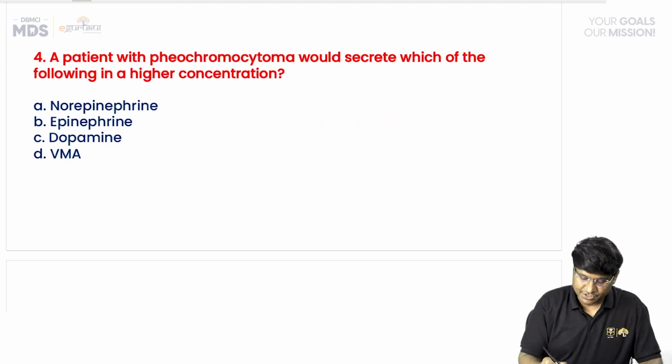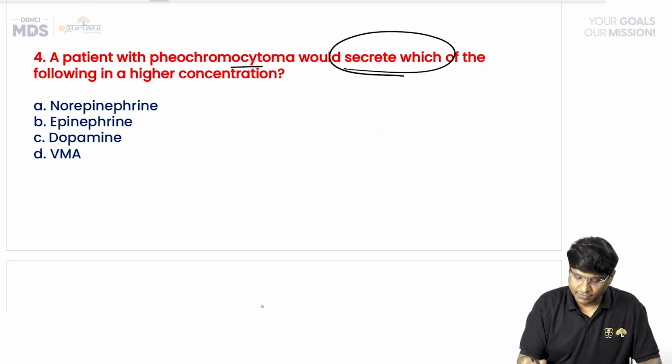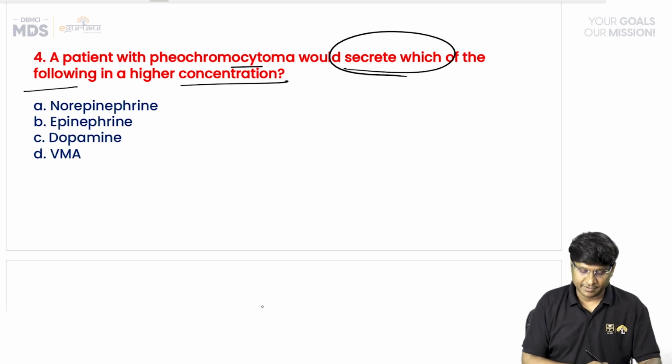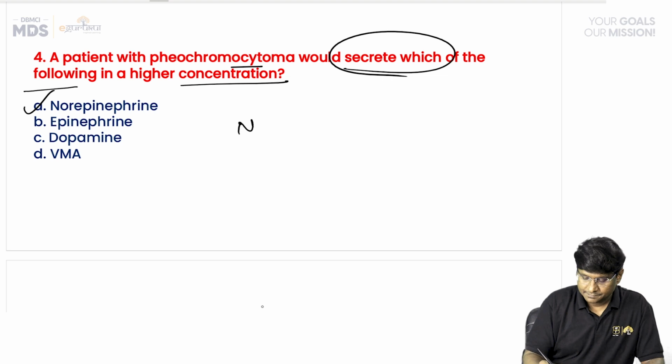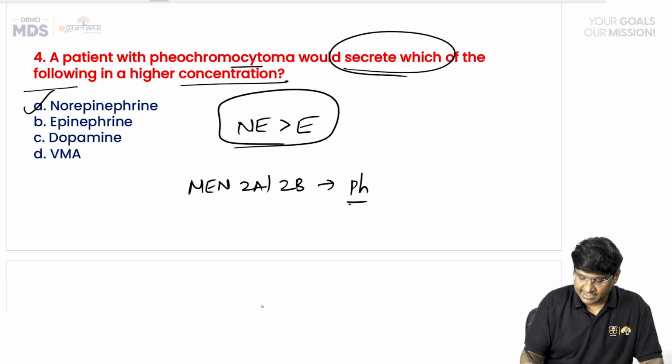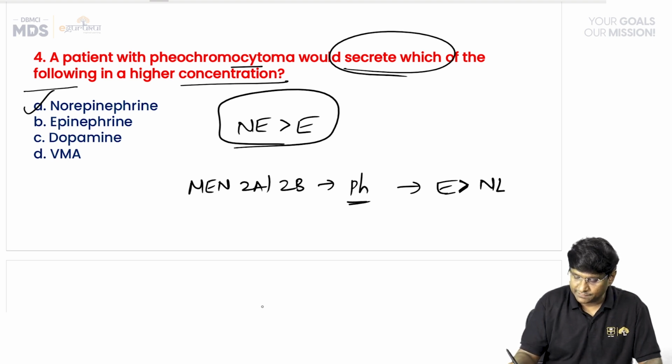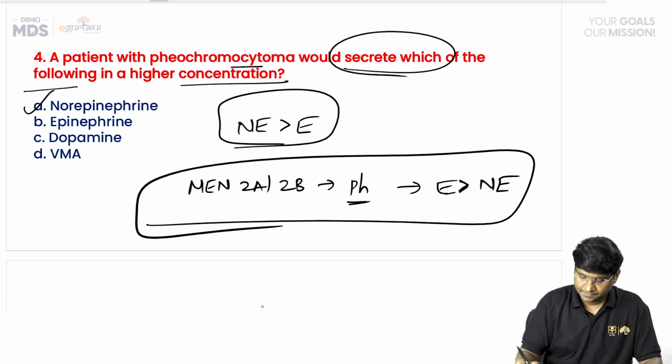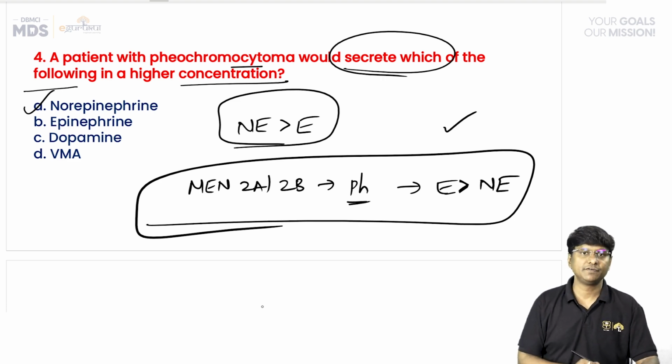Next, a patient with pheochromocytoma would secrete which of the following in a higher concentration? Norepinephrine, epinephrine, dopamine, and vanillyl mandelic acid. In pheochromocytoma, norepinephrine will be more than epinephrine, whereas in pheochromocytomas of MEN2A and MEN2B, epinephrine is more than norepinephrine.